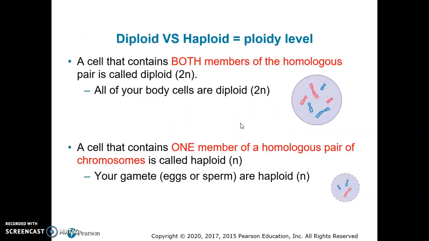Okay, so diploid versus haploid. We often speak of their ploidy level, and so a cell that contains both members of a homologous pair, such as your body cells, is called diploid, and the shorthand for that is 2N. So we refer to them as being a diploid cell, and I'm describing its ploidy level. That's where that terminology comes from. Okay, so all of your body cells are 2N.